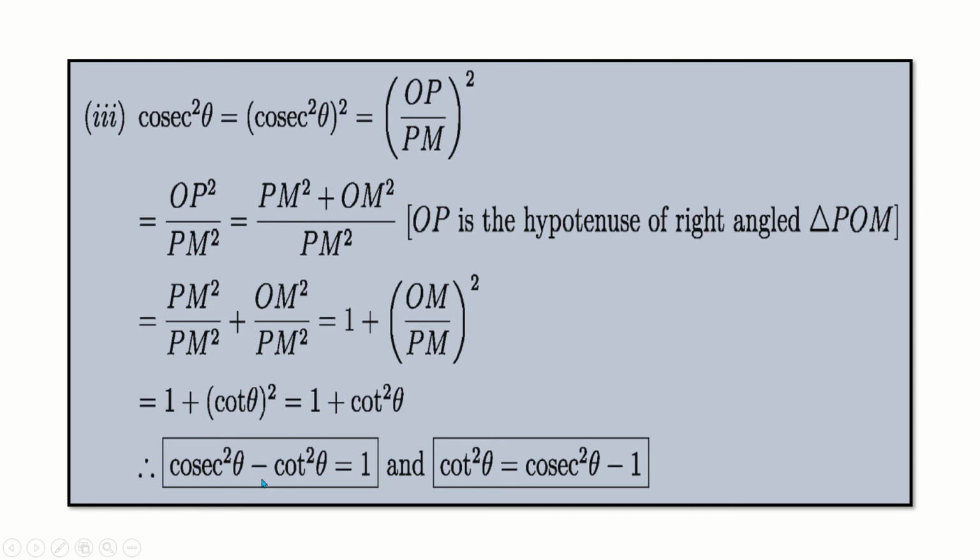Now converting this to the left side, we get cosec square theta minus cot square theta equals 1, or cot square theta equals cosec square theta minus 1. From here we can write this. Okay, students?